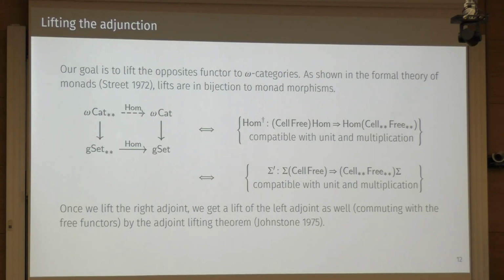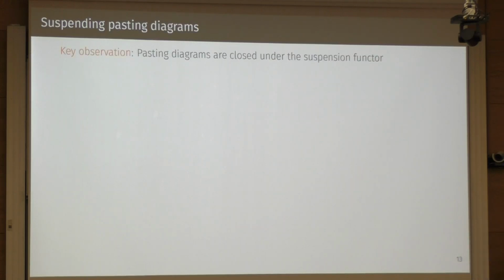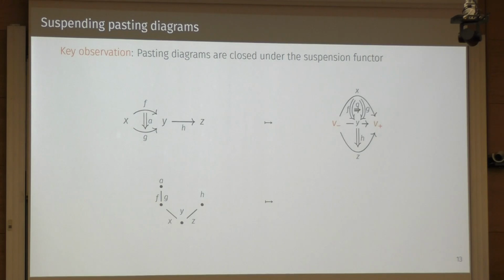So if we want to define the suspension of an omega category, it suffices to define the Hom of a bipointed omega category. And we can do this inductively in the same way that we did for the opposites. So the observation is that pasting diagrams are again closed under the suspension functor. We can illustrate this with an example, but on the level of trees, this amounts to taking a tree and growing a root. So suspending everything, moving everything up by one level.